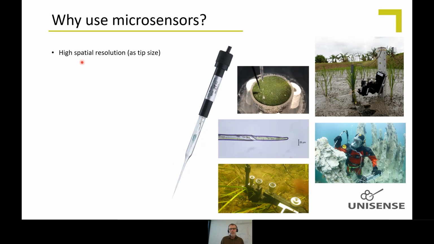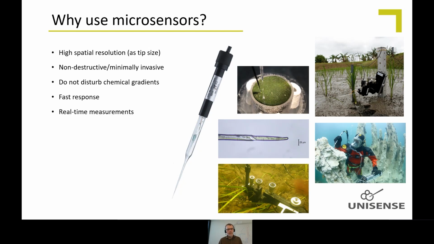So you can get a very high spatial resolution and measure things you couldn't do in other ways. They are also very non-destructive, minimally invasive, so you can measure chemical gradients in the same spot several times without actually disturbing them. They're very fast responding, which also gives a lot of advantages, as you will see in some of the data I will show.